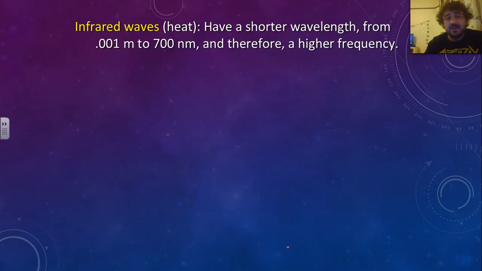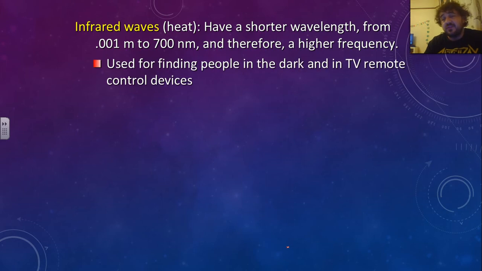Then we have heat waves or infrared waves, with shorter wavelength and higher frequency. We can use them for night vision. You can use them to detect anything that's giving off heat, basically. And that we see in TV remotes.